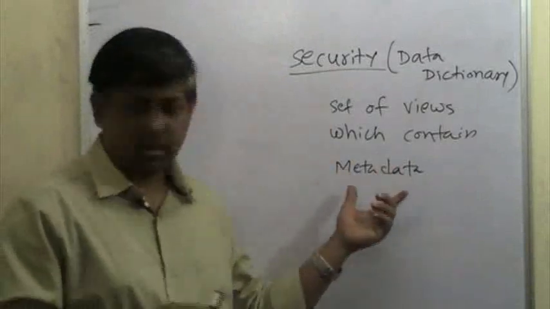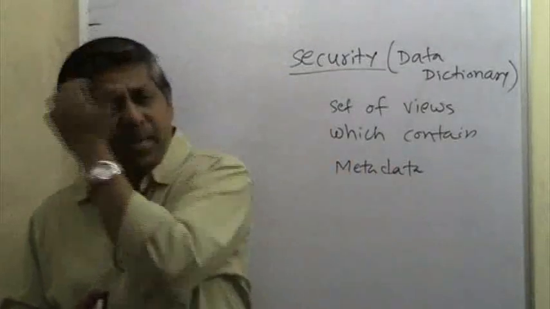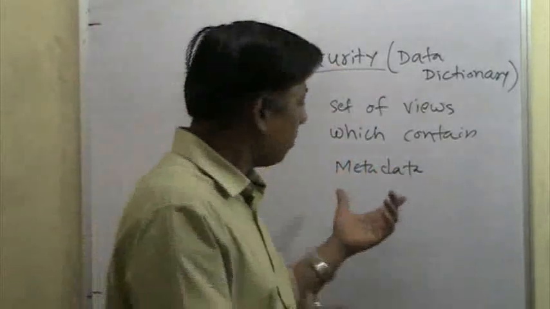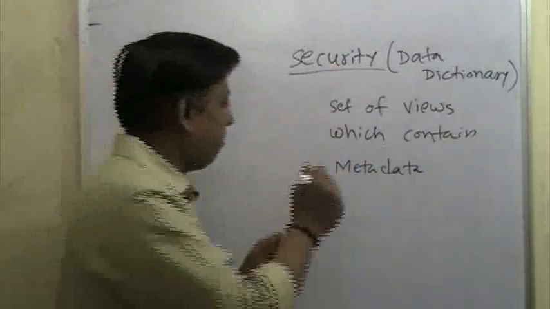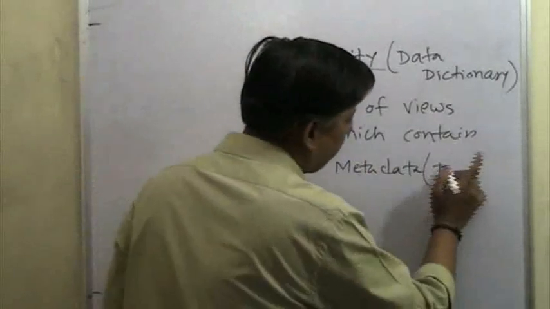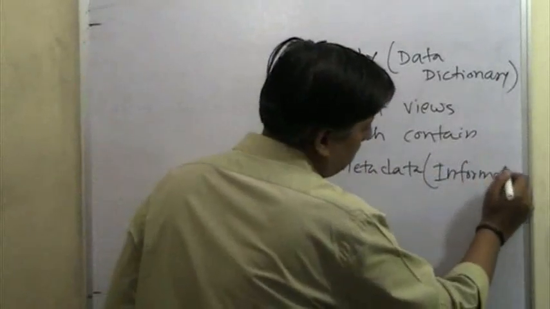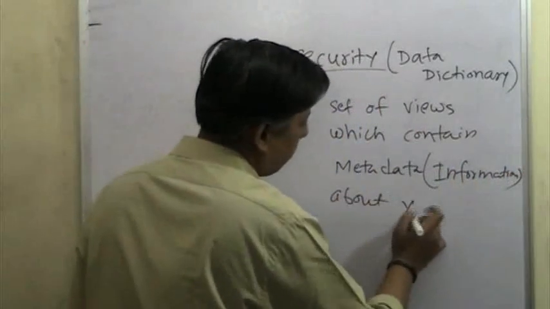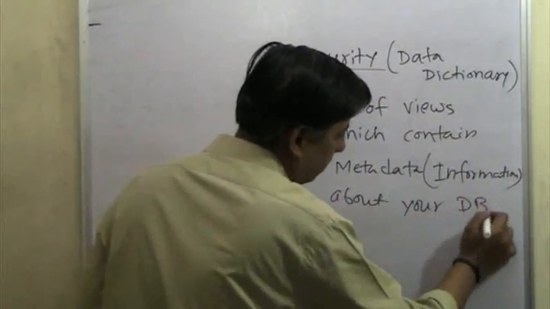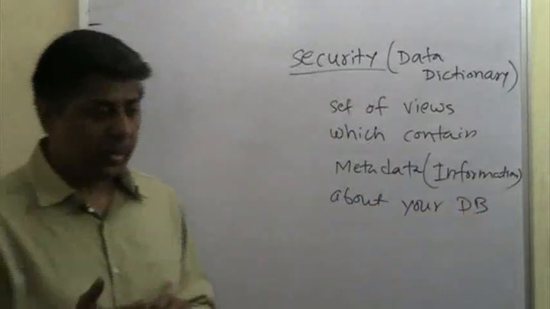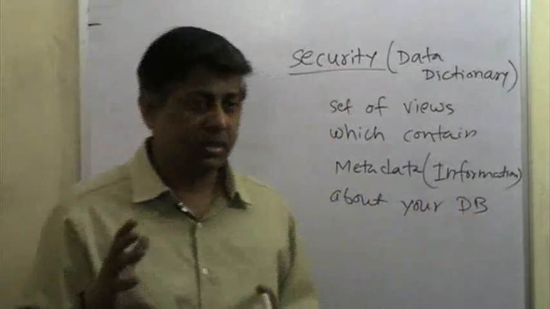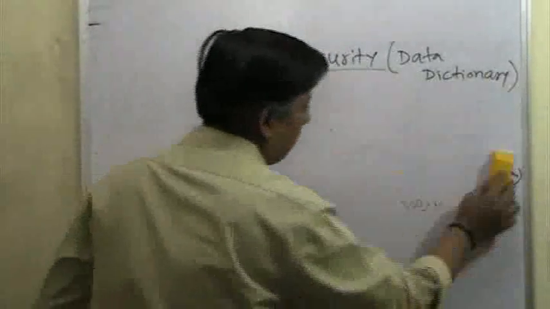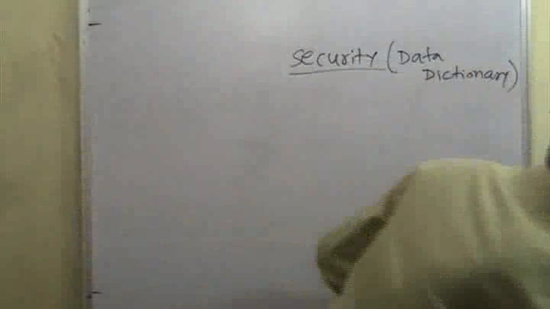It's not raw data. It's not huge data. It's the information, or maybe instead of metadata, I should say information about your database. Now, what is that information? That is something we already know. So these are the views, and I'm going to talk about that information.